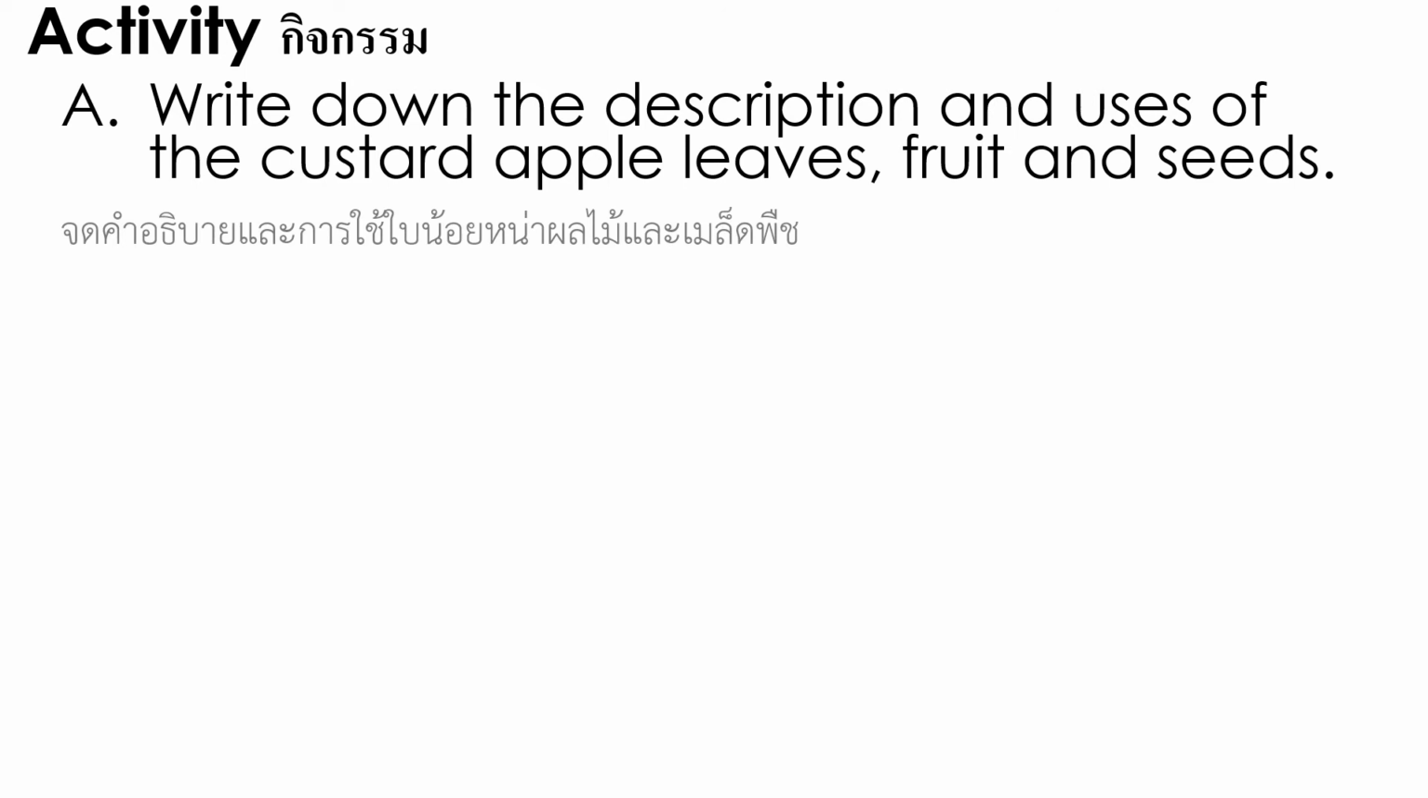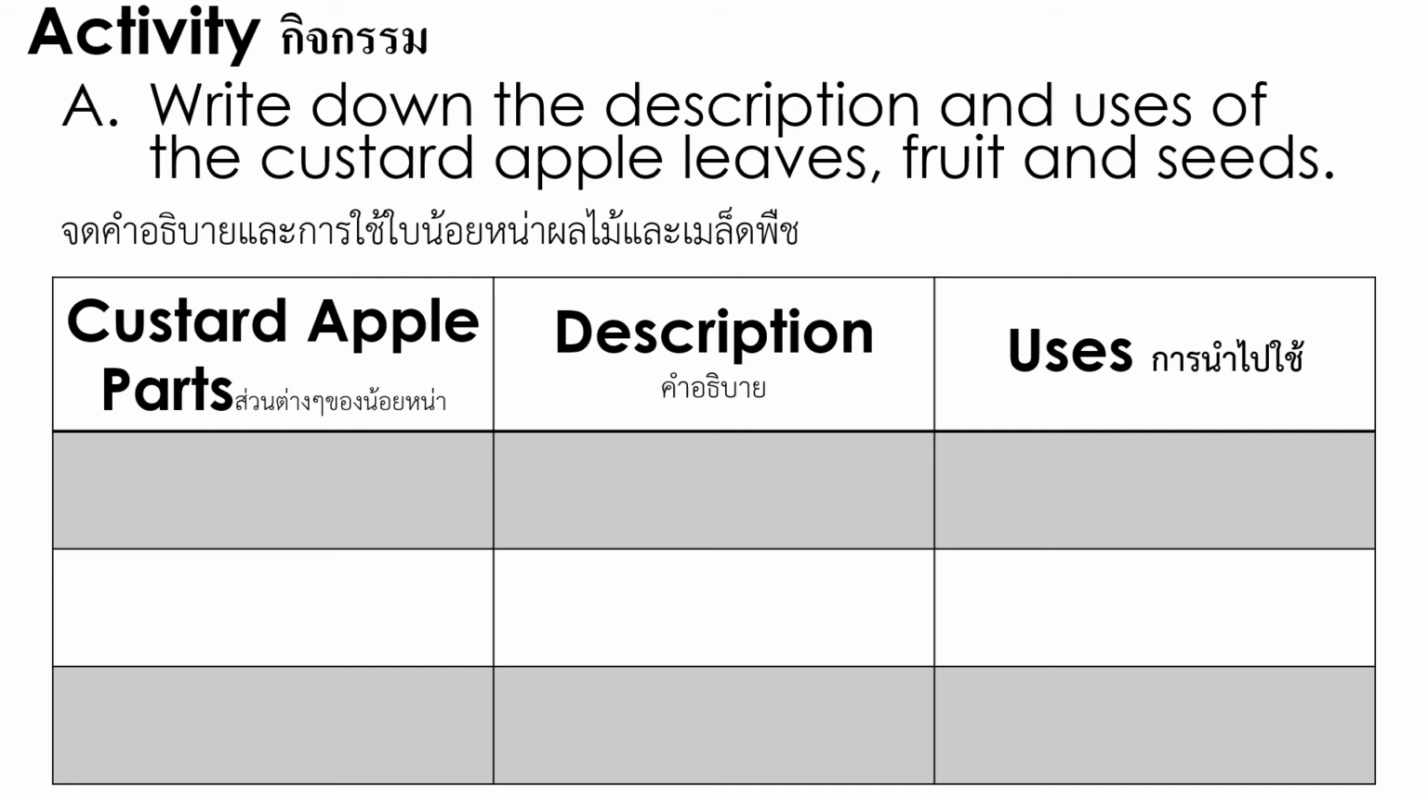In this table, you are going to write the first column, custard apple parts. Second column is the description. The third column is the uses. Okay, number one, we are going to write the leaves. Number two, fruit. Number three, seeds. After you write the custard apple parts, the next column is you are going to write the description.